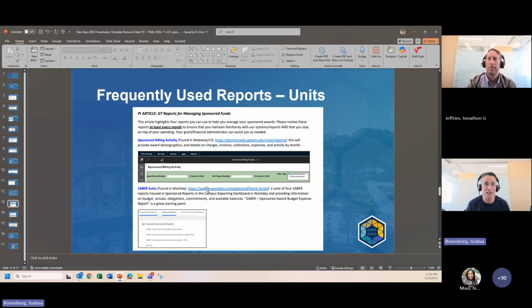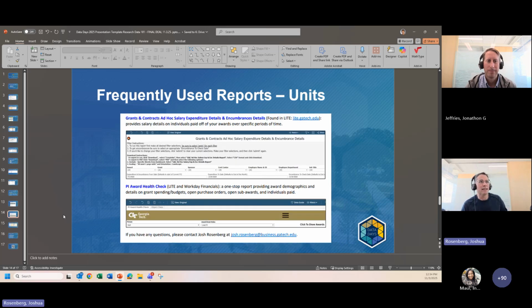This gives you information about budgets, actual expenditures, obligations, commitments, and available balances. There's a whole suite of Sabre reports out there. Sabre by object class is available. The project budget and expense report, Sabre PEB, is out there. But I would say the most popular one is certainly the original, the OG Sabre.